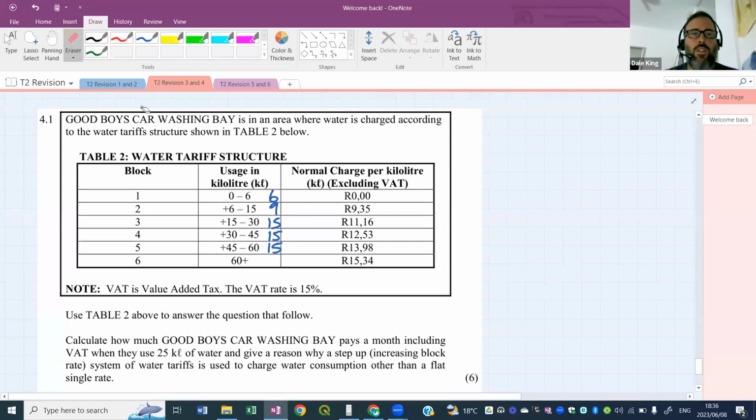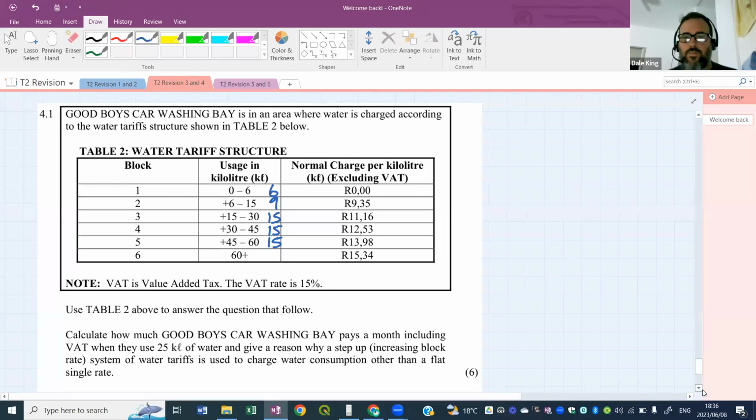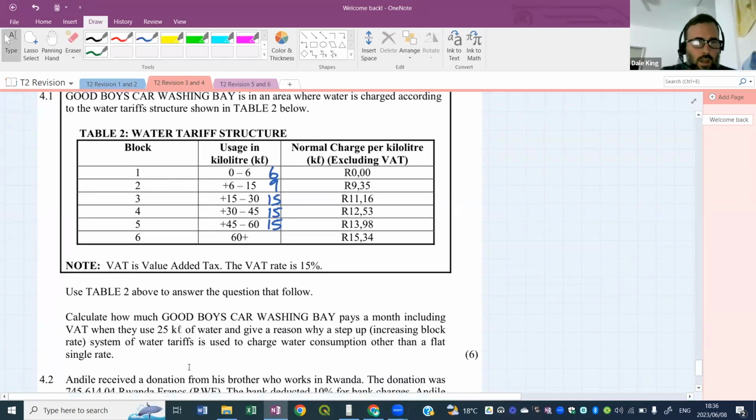All right. So let's have a look at the question now. It should say 4.1. In fact, the whole question is 4.1. I can leave it. I'll just write it here for interest sake. 4.1. Calculate how much the car wash pays a month, including VAT. There it is. We've got to include VAT. So we're going to have to take care of that at the end. When you use 25 kiloliters of water, and give a reason why a step up or increasing block rate system of water tariffs is used to charge water.